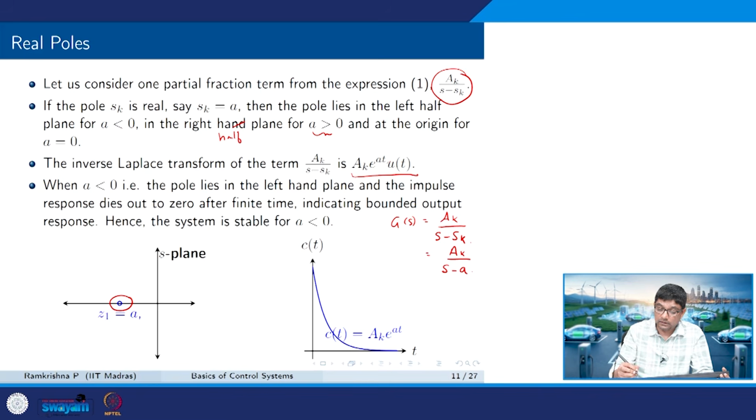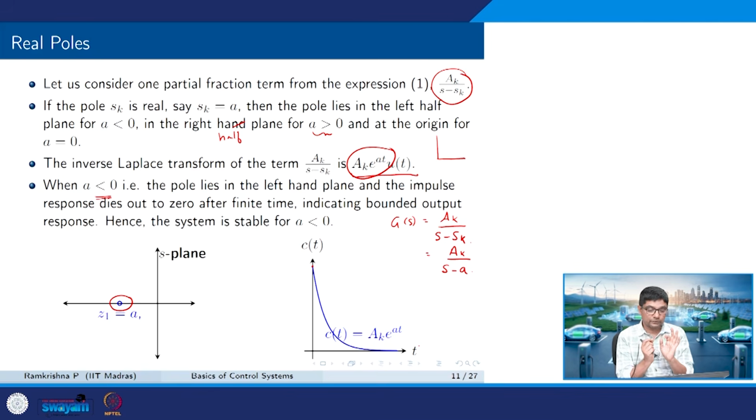Okay, nice. Now, what is the nature of this e^(at)? It is an exponential signal. It could be exponentially decaying, exponentially increasing, or constant when A equals 0. When A is less than 0, the pole lies in the left half plane, and the system's initial condition will just die down to 0, indicating that it is a bounded response.